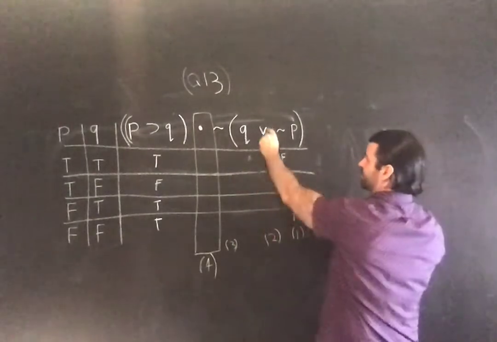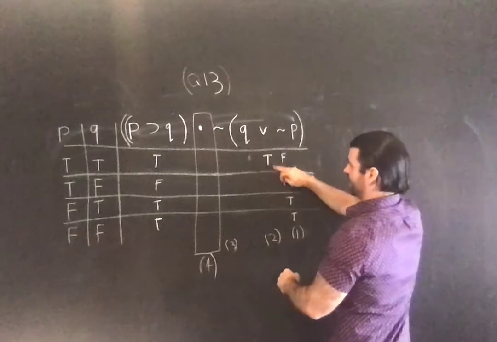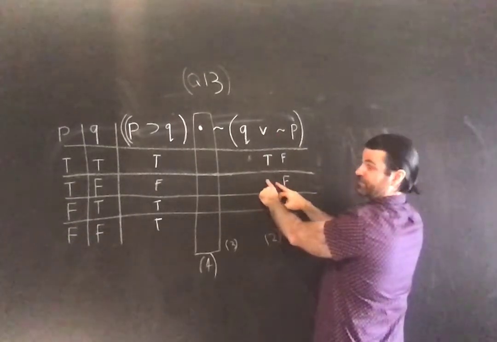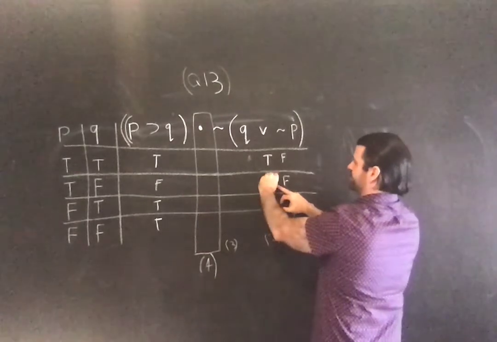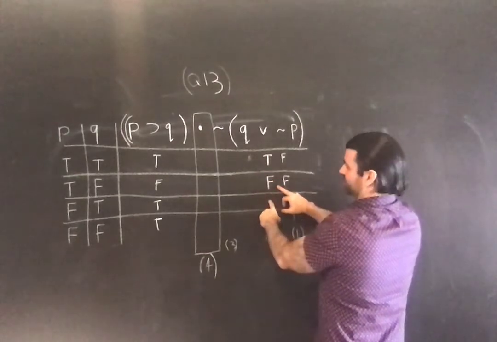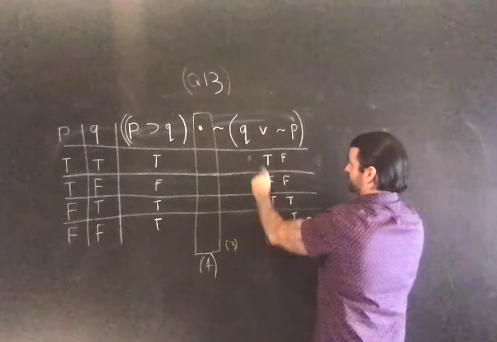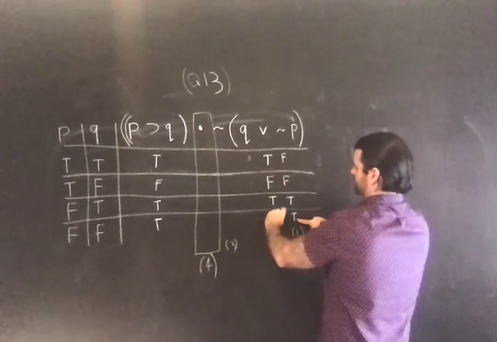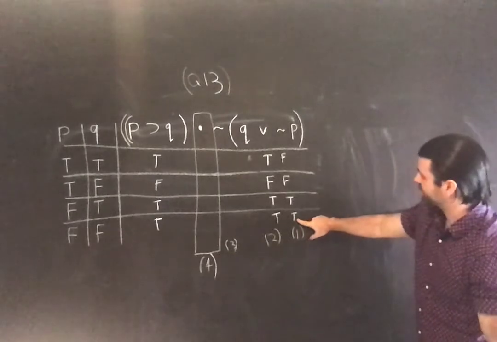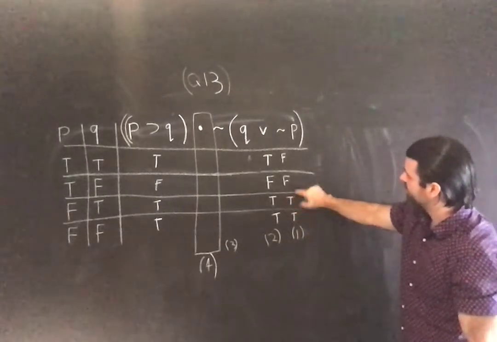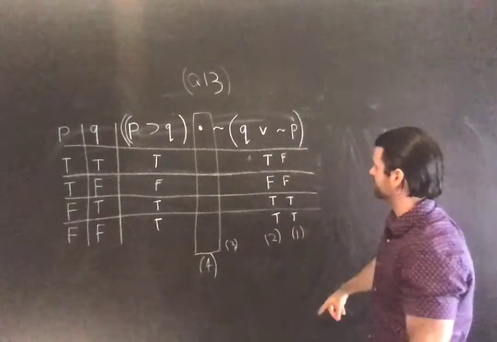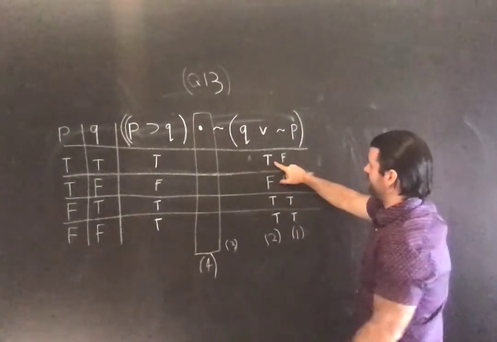I'm doing this now, the one for the disjunction. Q is F, F or F is F. Q is true there, it's enough to make it true. And Q is F here, but this is true, so that's true. True, true. Q is true, Q is false. True, false, true, false. Okay, so now it's the negation of that.